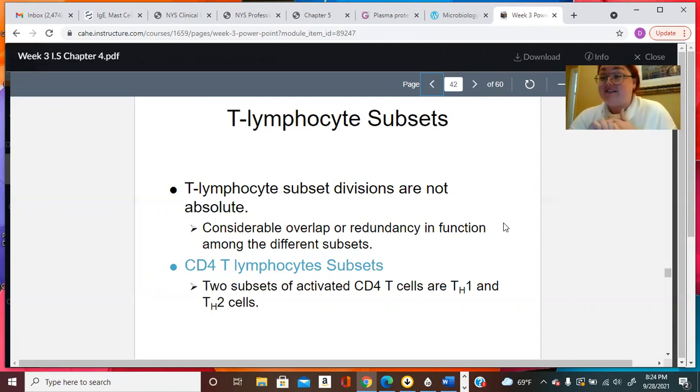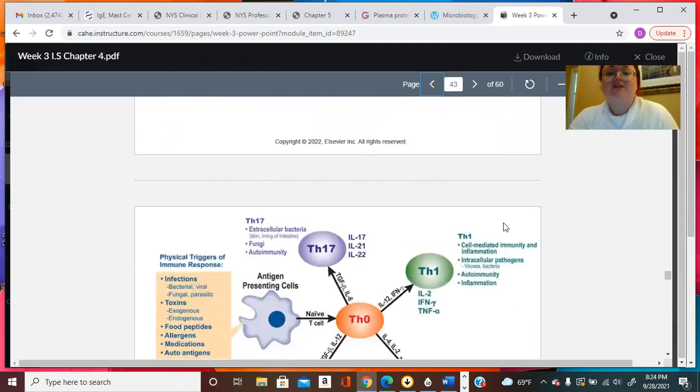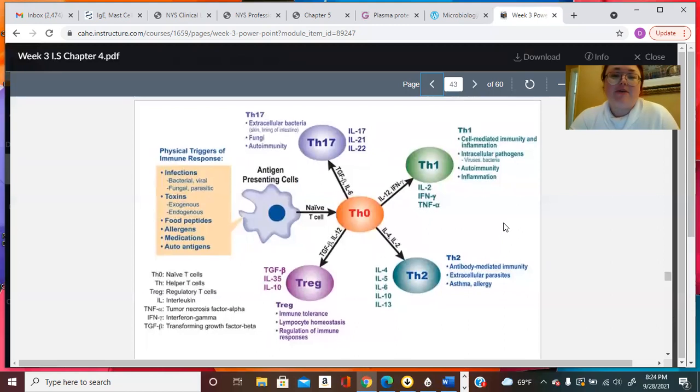You have helper T cell 1, helper T cell 2, and you also have a helper T cell 17. So there are different subsets of helper T cells that we can go into depending on what the function of the cell is going to be, or what function is needed. This picture is pretty good because it shows you all the different destination pathways of these helper T cells. So Th0, meaning we're at baseline here.